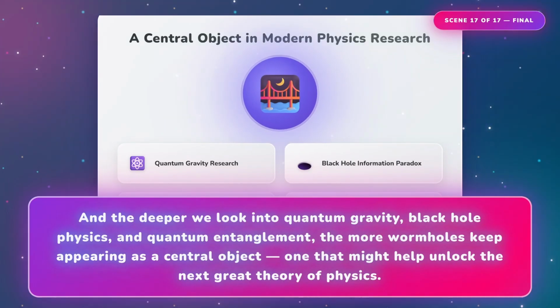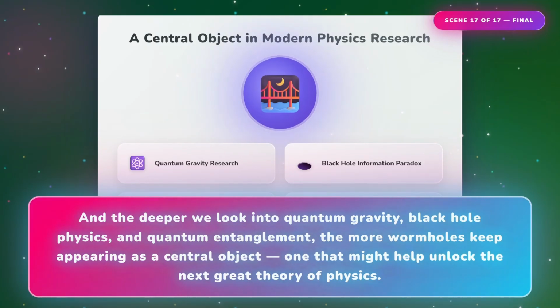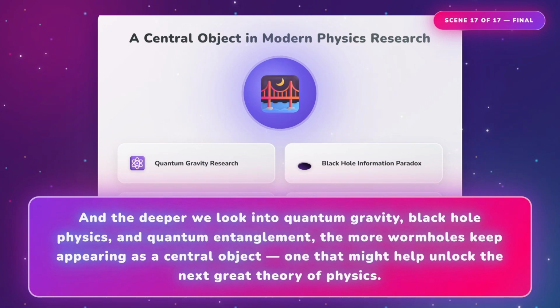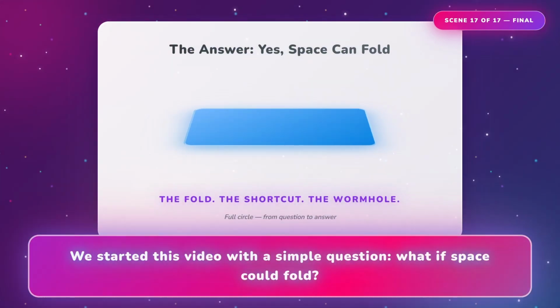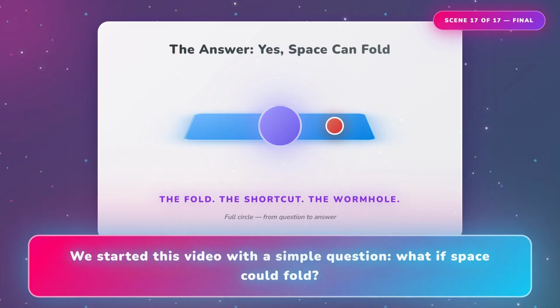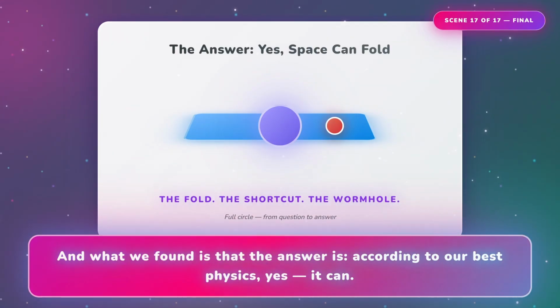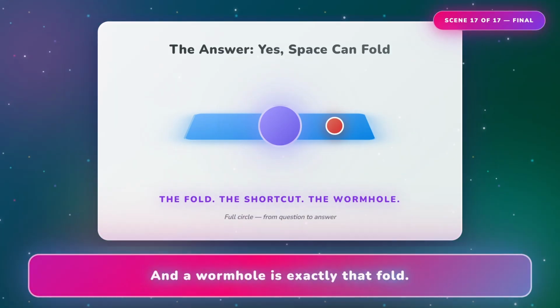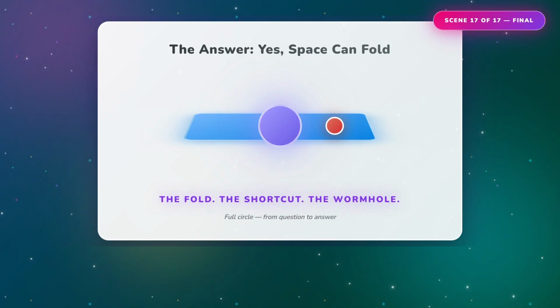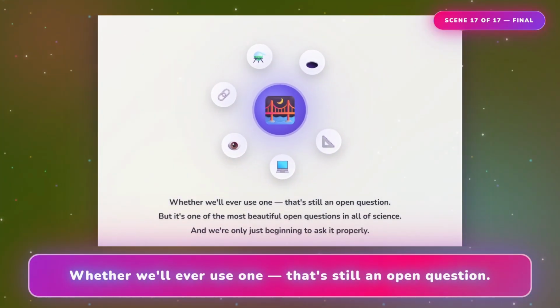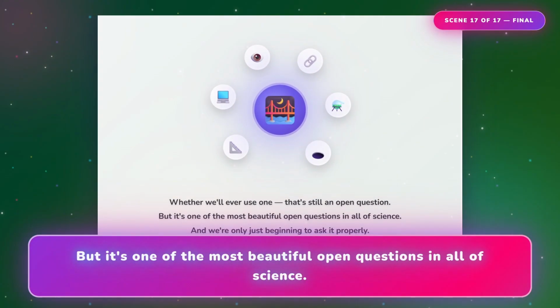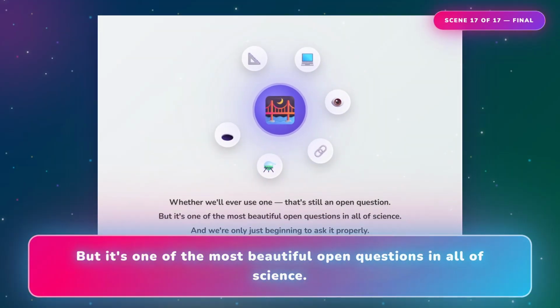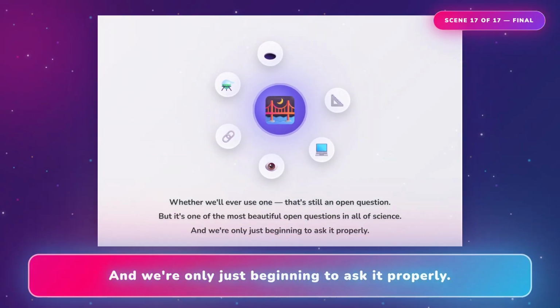And the deeper we look into quantum gravity, black hole physics, and quantum entanglement, the more wormholes keep appearing as a central object, one that might help unlock the next great theory of physics. We started this video with a simple question: what if space could fold? And what we found is that the answer is, according to our best physics, yes, it can. And a wormhole is exactly that fold. Whether we'll ever use one, that's still an open question. But it's one of the most beautiful open questions in all of science. And we're only just beginning to ask it properly.